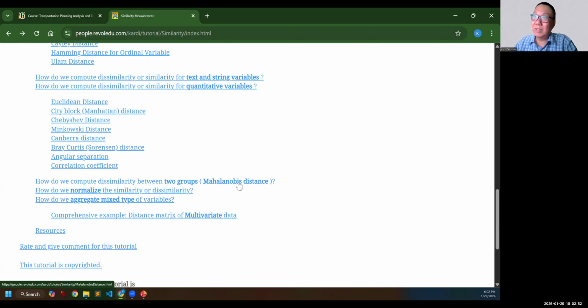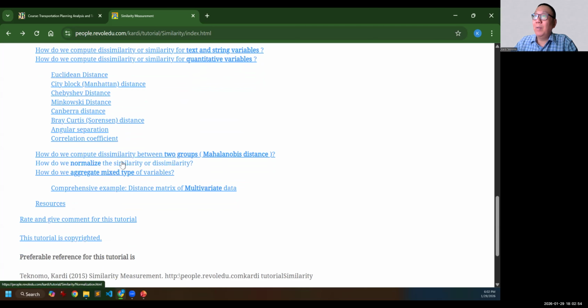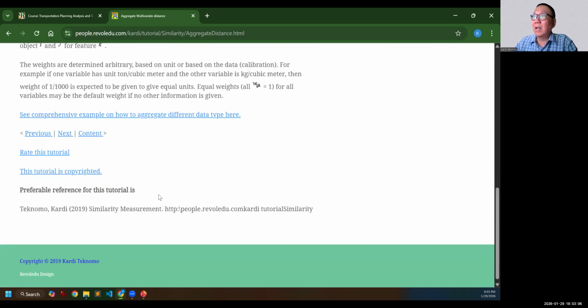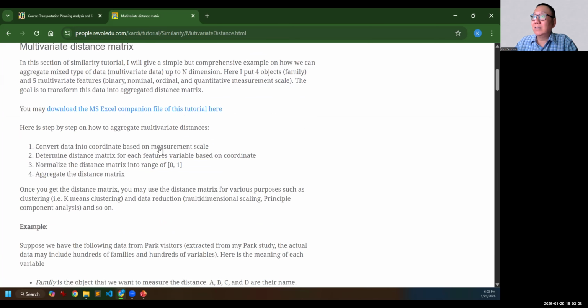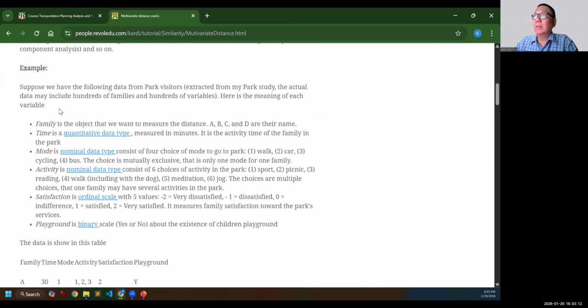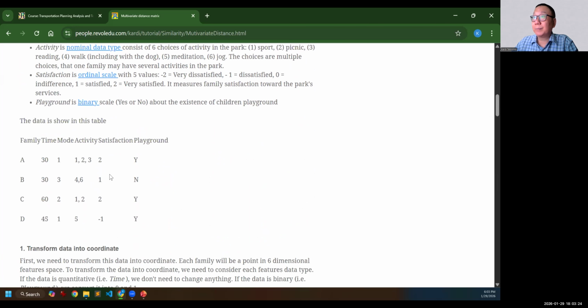At the end, what happens if you have distance between two groups? You can use Mahalanobis distance and so on. And what happens if you normalize these distances, and if you aggregate the mixed distance? You can aggregate all of this. Let's take an example. These are data from a questionnaire. I have several variables here, and these are the data.